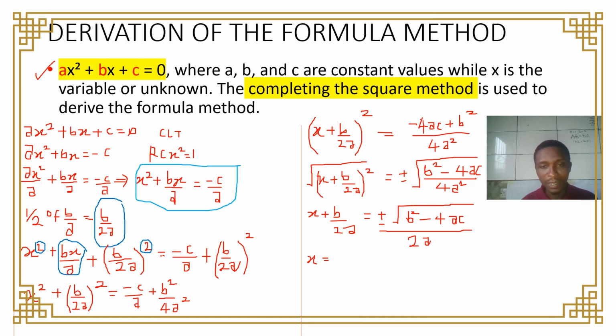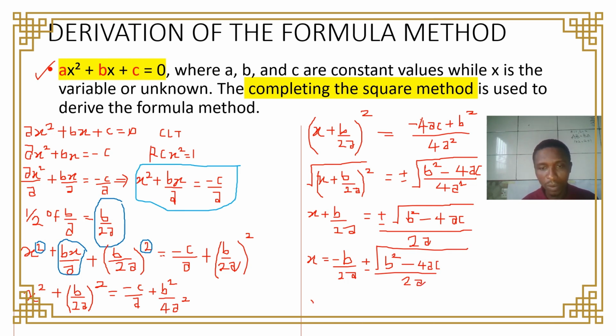If we do that, x will be equal to minus b over 2a plus or minus square root of b squared minus 4ac over 2a. Then the final thing now is to get our LCM, which is actually 2a.